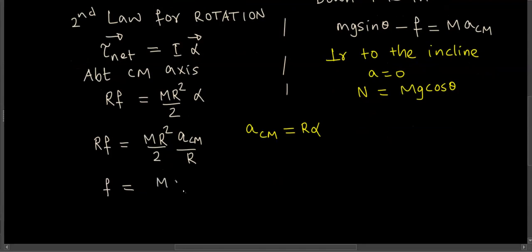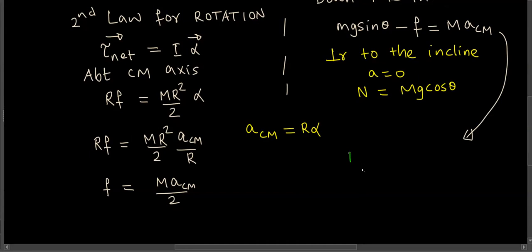M ACM. Again, keep in mind, this is going to change from object to object. The numbers that you get here for disk, we are getting half because the moment of inertia is MR square by 2. If it is a solid sphere, then you would get a fraction of 2 by 5. If it is a ring, you will not get anything. You'll get just 1. Now that you have friction force in terms of acceleration of center of mass, I can substitute here. You see that? So if I substitute, what do I have?